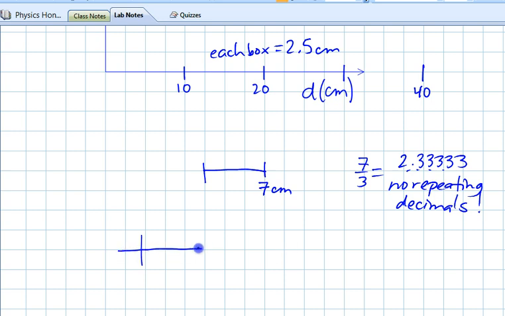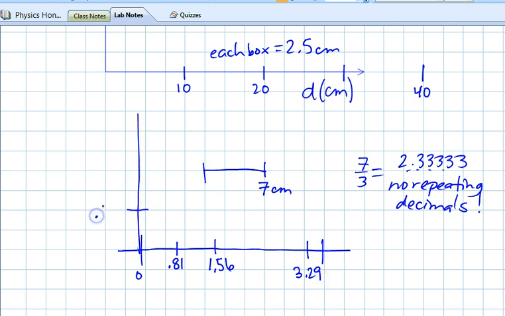Okay, no repeating decimals. And the other thing to be careful of is you also don't want to label the axis with your data points. And I've seen this a lot. So for example, this could be 0, but then someone will label this, okay, here's 0.81, and my next data point was 1.56, and the next one was over here, and that was 3.29. And then on the y-axis, my first time was 0.109, and then here I've got 0.215. You don't want to do that. You want to avoid doing that.